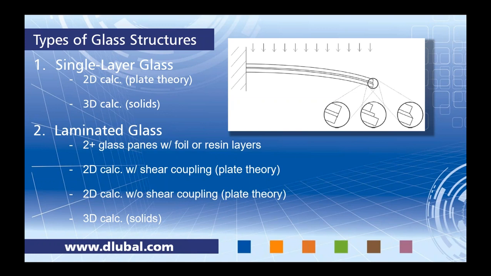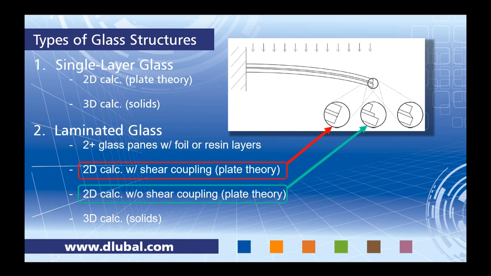With laminated glass, we have two or more glass panes with a foil or resin layer in between them. And for laminated glass, we have three different analysis options. The first being a 2D calculation with shear coupling. This again will be plate theory, so we have our 2D finite elements and we can consider shear coupling. But keep in mind, as you can see where this arrow is pointing to this little picture here, that the shear coupling for plate theory is a rigid shear coupling. So you can see that rigid behavior between the different layers of glass and foil.